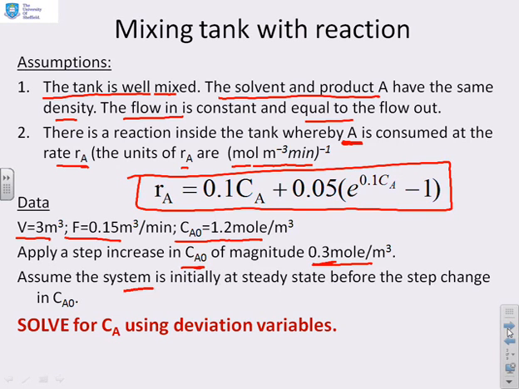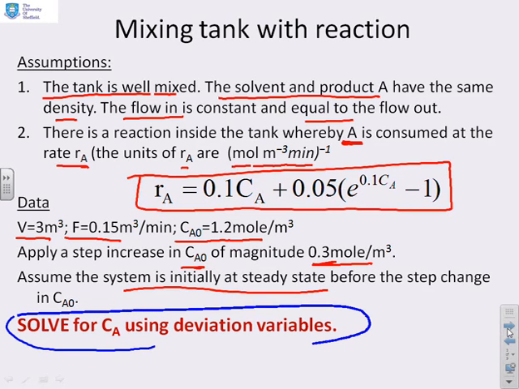We will assume that the system was initially at steady state before we applied the step change, and the technique we want you to use is to solve for Ca, and remember to use deviation variables. So this is the point at which you should pause the video and have a go at this question by yourself before you look at the worked solution.